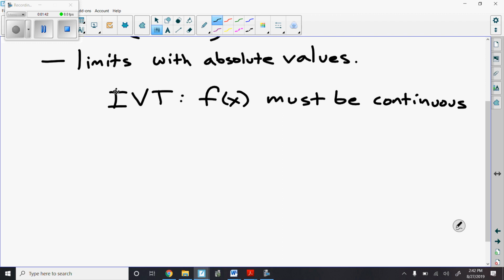If you use the IVT to prove something true, and you don't know if the function is continuous or not, it's not going to be a valid reason. You must have continuity to use this.